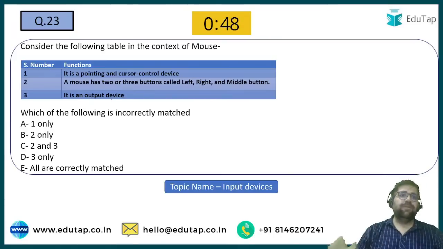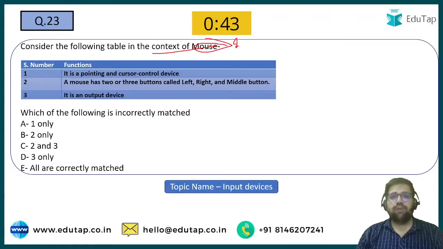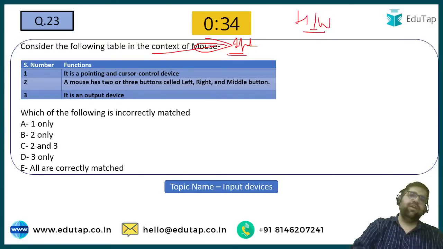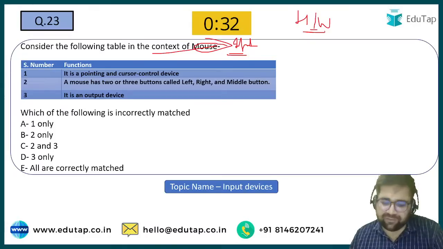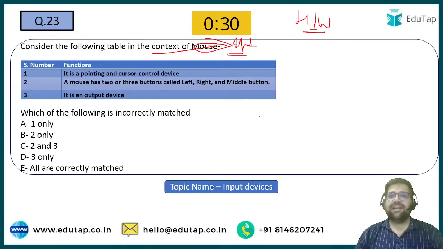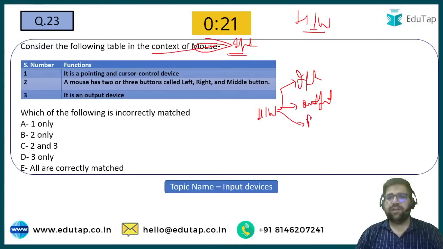Question number 23. Consider the following statements in the context of mouse. Also remember, mouse is one of the famous input devices. Now we are moving to chapter 3, which is related to hardware. We have covered basics of computer and computer organization. Remember, there are three categories of hardware: first is input, then output, and then your very famous motherboard.